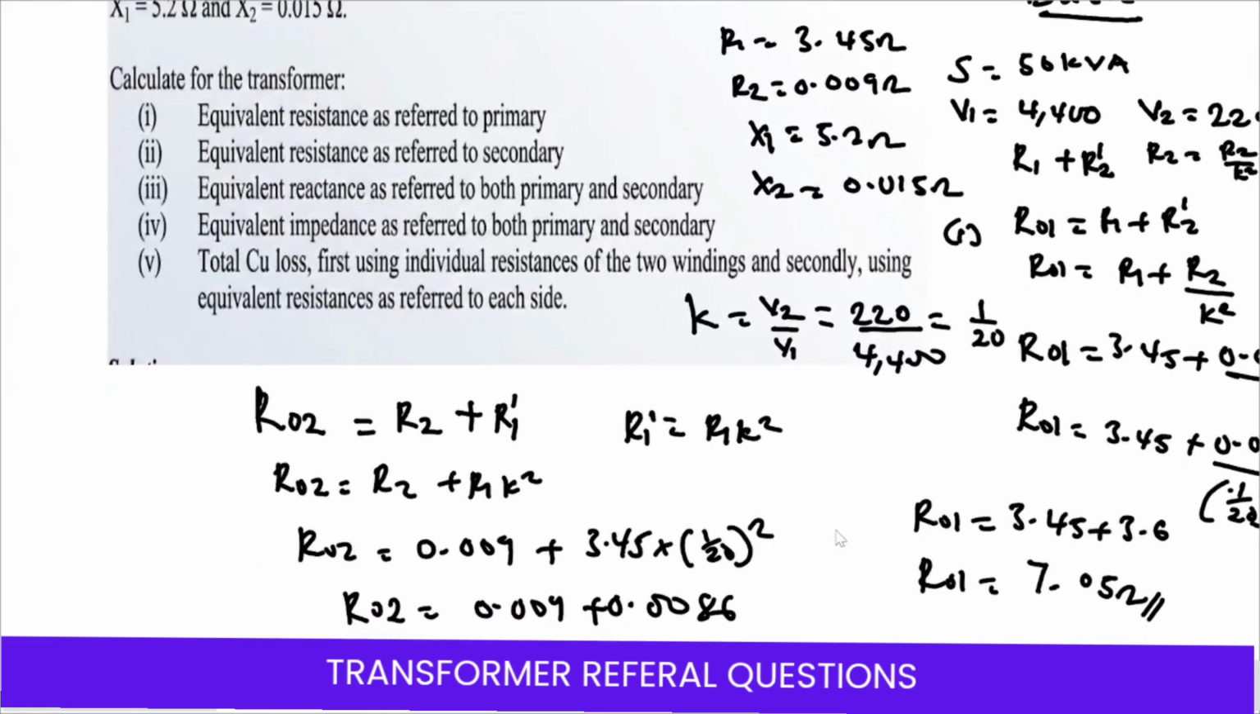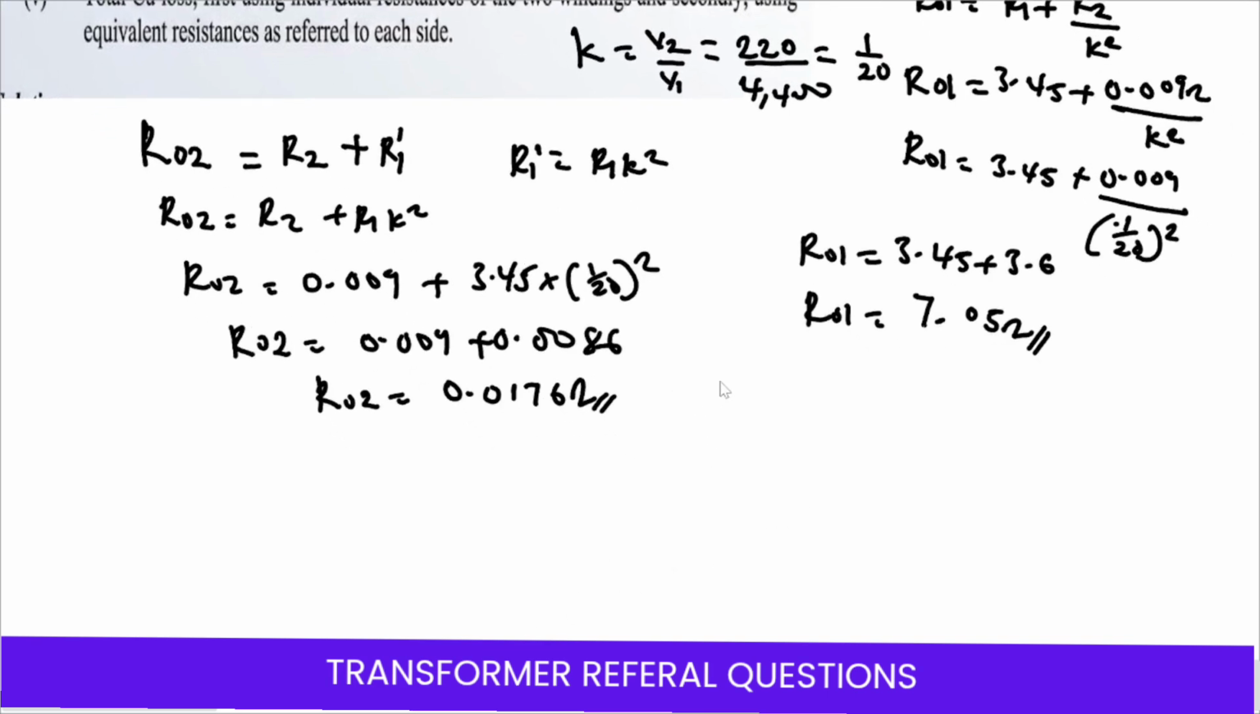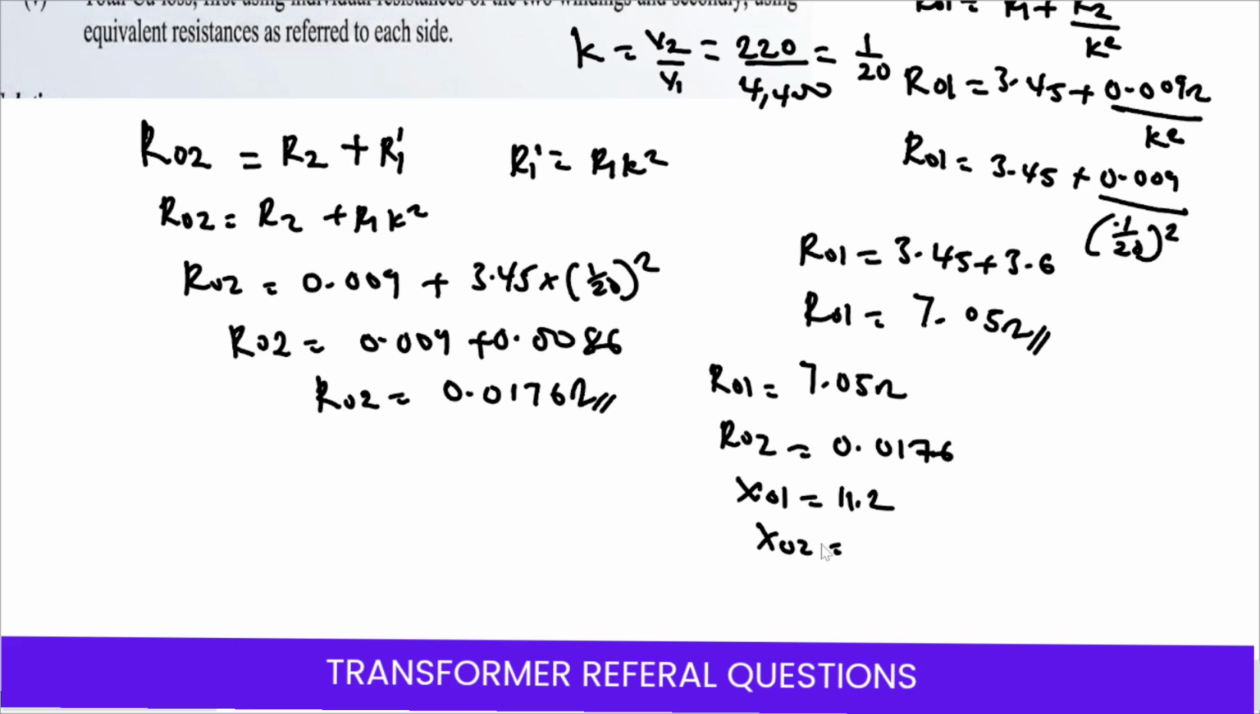Let's move further to check what the question states. So now let's write all our answers, so that we will not go to the top to refer again. R01 in the question was equal to 7.05 ohms. The value of R02 was also equal to 0.0176. Now for the reactances, we have X01 to be 11.2, and X02 is also equal to 0.028. Okay, so let's move on to the next question.